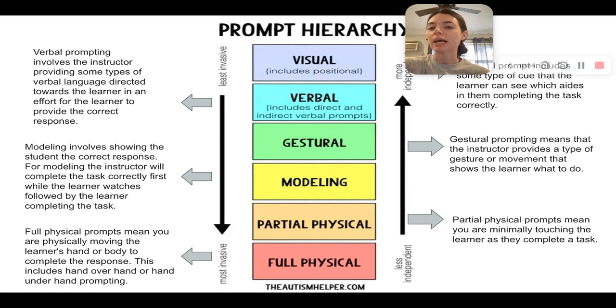Visual prompt is the next one, and this includes some type of cue for the learner to see as a visual aid for them to complete a task correctly. An example of a visual prompt would be a visual schedule. A visual schedule could be steps of getting dressed, brushing your teeth, making your bed. There are a ton of different visual schedules that can be used as a prompt.